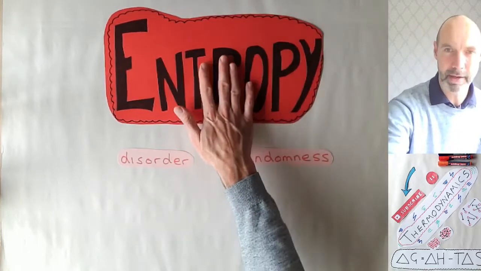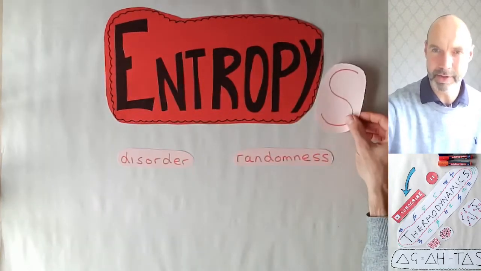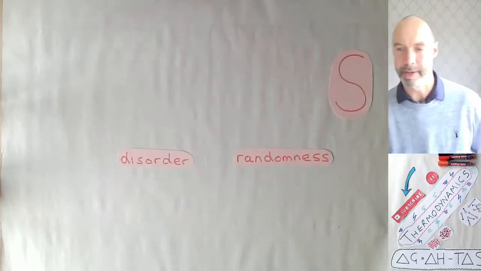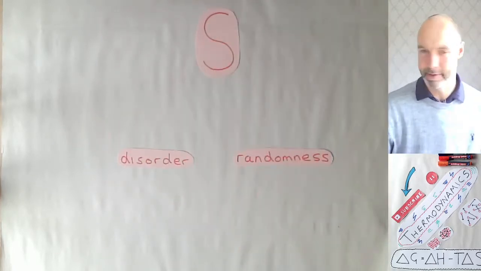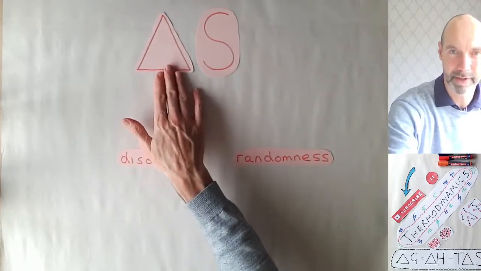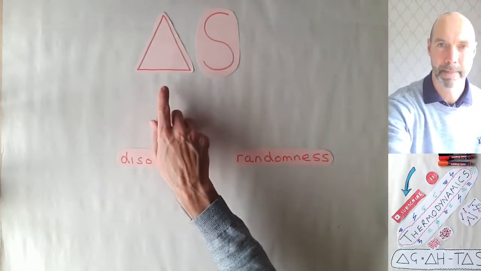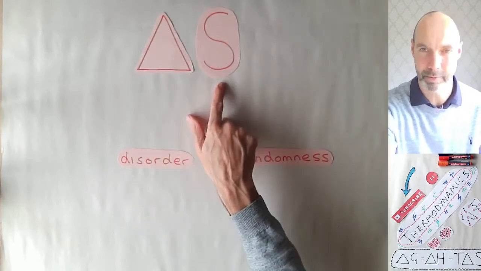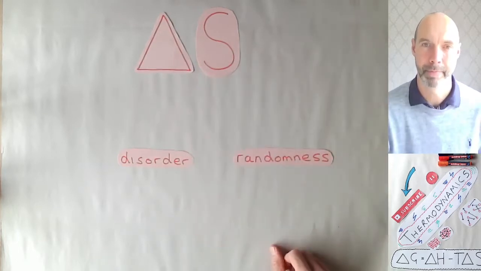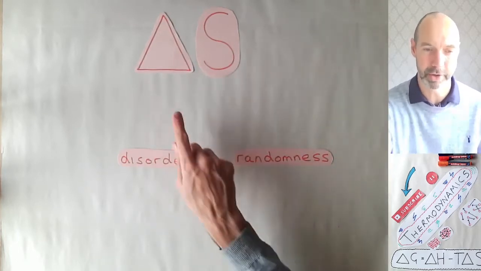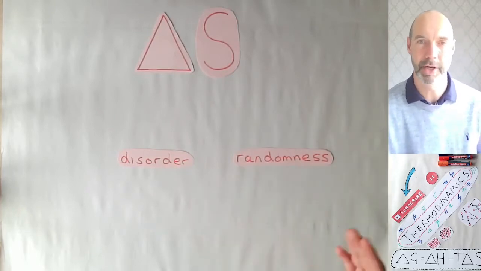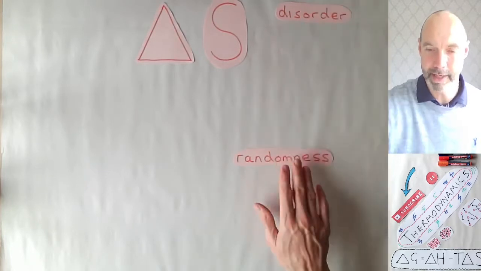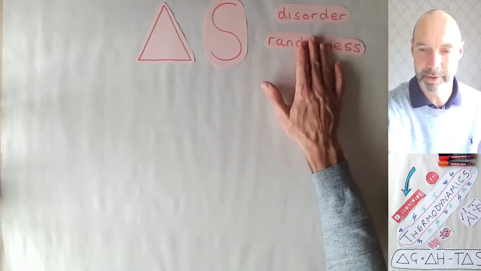And instead of using the word entropy, we're going to use the symbol S, because S is going to denote entropy. And when we see this triangle S, this is actually the symbol delta. So this means delta S, which means change in S, which means change in entropy. For example, in enthalpy reactions, you'll see delta H, which is change in enthalpy. So we're going to be focusing now on the change in disorder or the change in randomness of a chemical system.